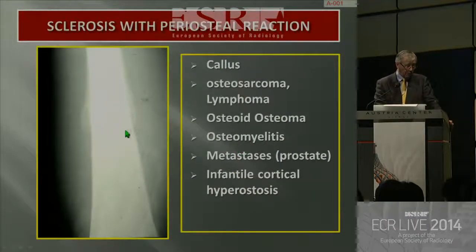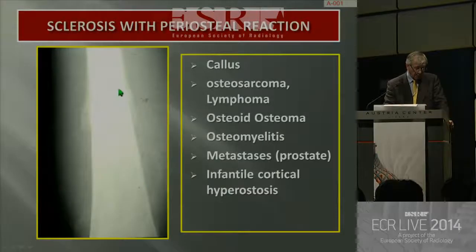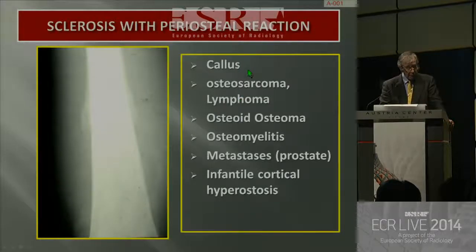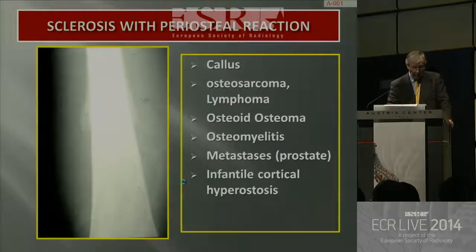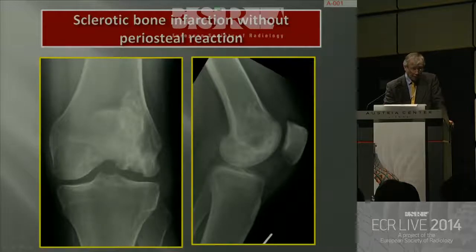Another example of diffuse periosteal reaction with a break in the periosteum. Again, this is a Ewing's tumor because of the rather more generalized sclerosis. But periosteal reactions are common with, obviously, callus, osteosarcomas, lymphoma, osteomyelitis, and metastases, and finally infantile cortical hyperostosis.